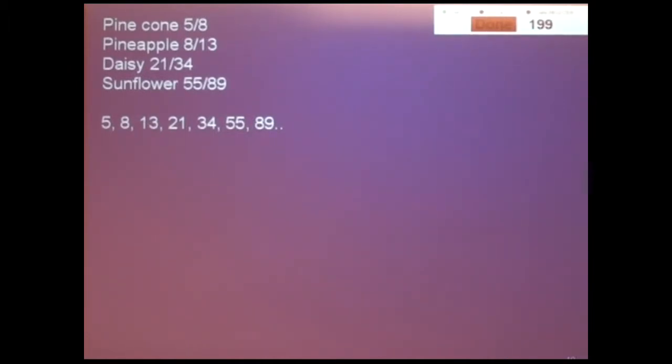Fibonacci, right? There's a Fibonacci series here. But how do you get the term 13, for example? 5 and 8. And the way you get 89 is you add 34 and 55. So every term in the Fibonacci series is the sum of the previous two. That's how you generate the series. And nature demonstrates this organization pattern.